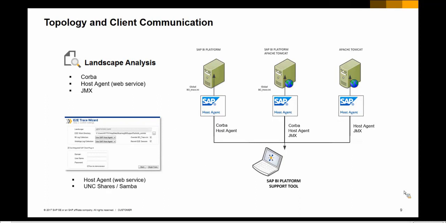In terms of communication and how we're collecting data, there are a few different data sources. We connect to your CMS over the Corba connection. We connect to a host agent that you run on your server. It is optional, but if you have the host agent, we get the most functionality and the most information. And for your Tomcat server, we connect to the JMX listener on your Tomcat server.